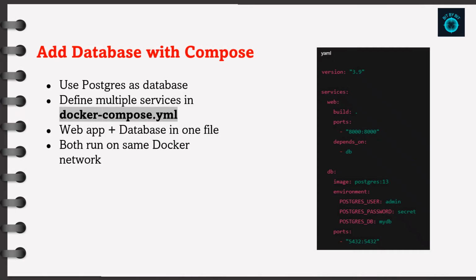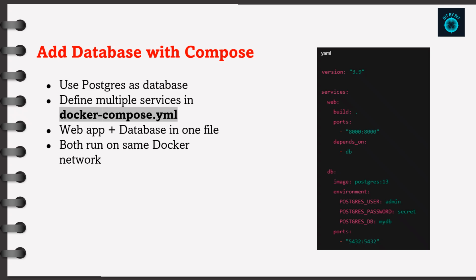Add database with Compose. Now that our FastAPI app is Dockerized, let's add a Postgres database using Docker Compose. The power of Compose is that we can define multiple services in one file. In our case, we'll define two services. First, the web service, which is our FastAPI app. Second, the db service, which runs Postgres.